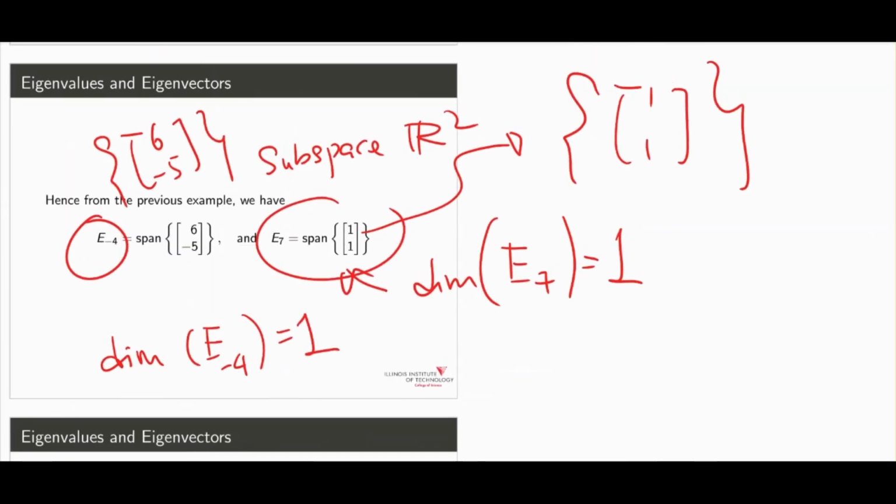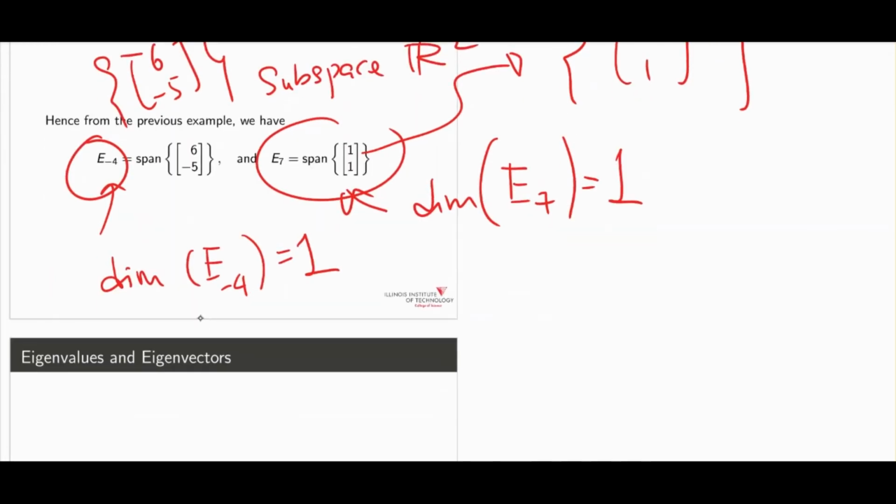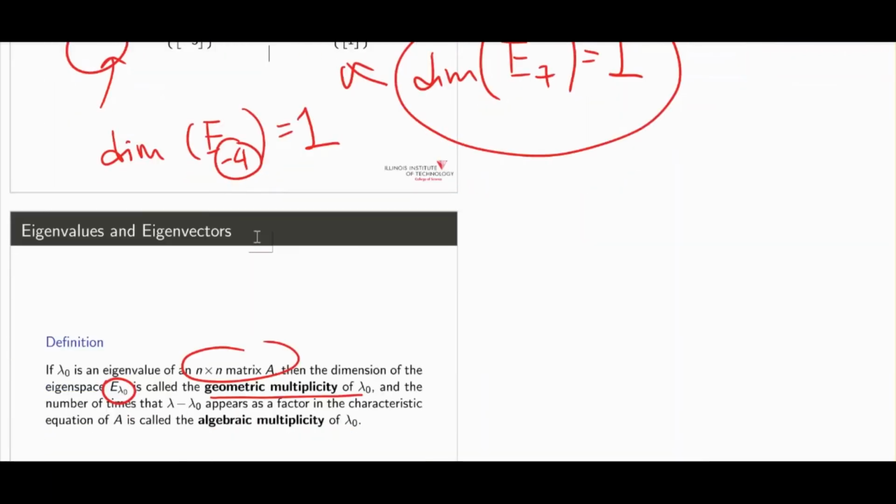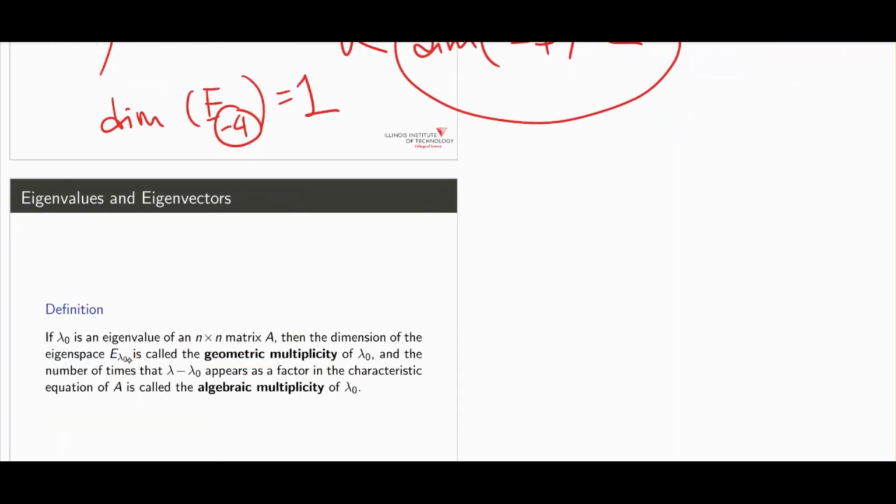So right here, we can see that the dimension is 1, so the geometric multiplicity for lambda equals negative 4 is 1. Same thing here, the geometric multiplicity of lambda equals 7 is also 1. So geometric multiplicity is the dimension of the eigenspace.